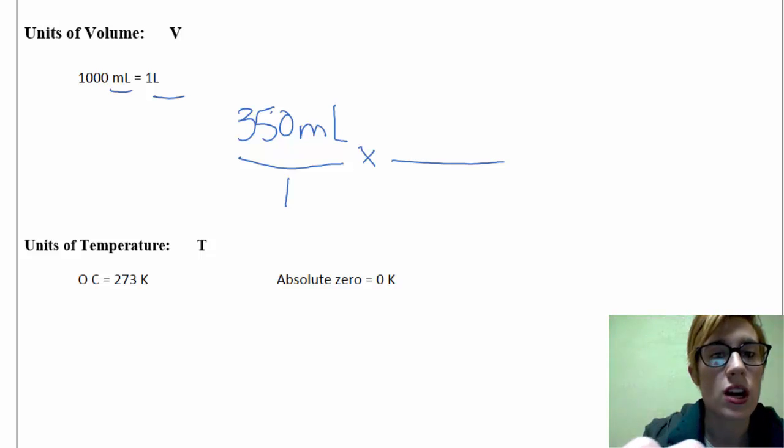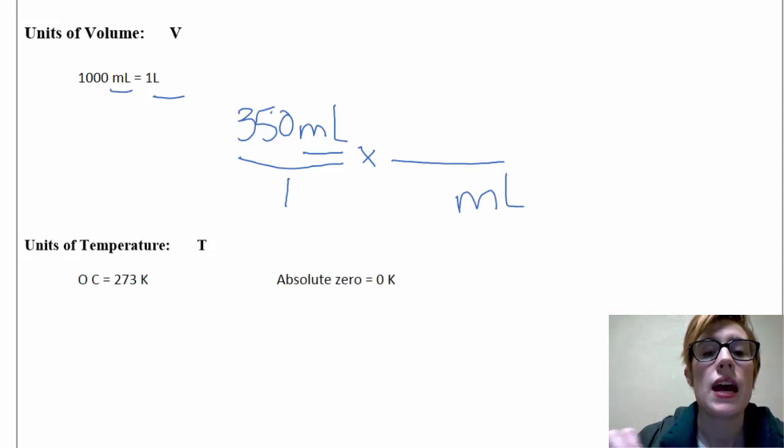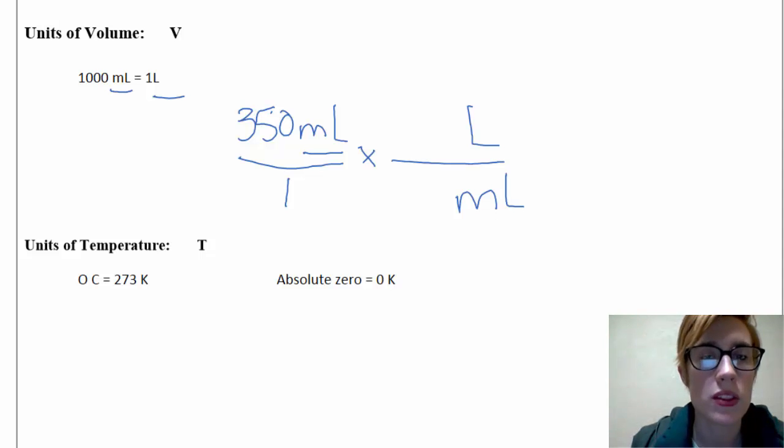We have milliliters on the top, and so to convert out of that, we're going to have to put milliliters on the bottom, and then remember what we're going to always goes on the top, so if we want to go to liters, that unit would be on the top.